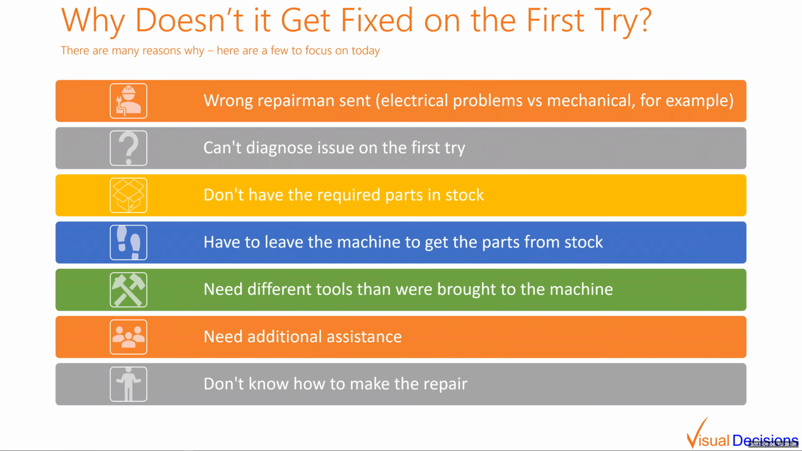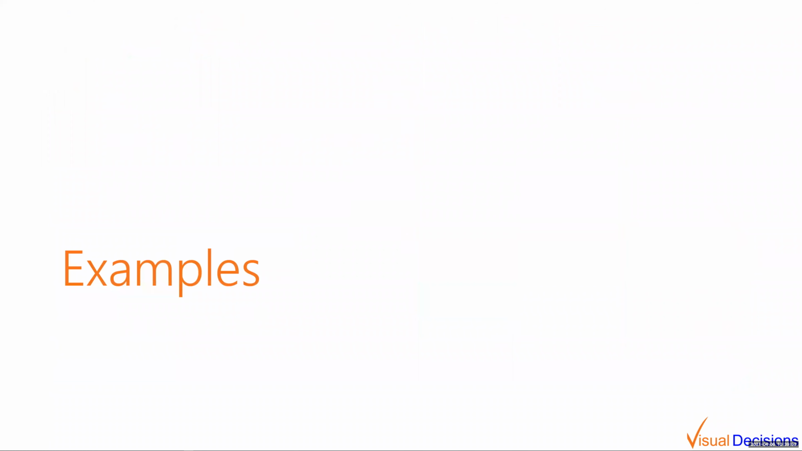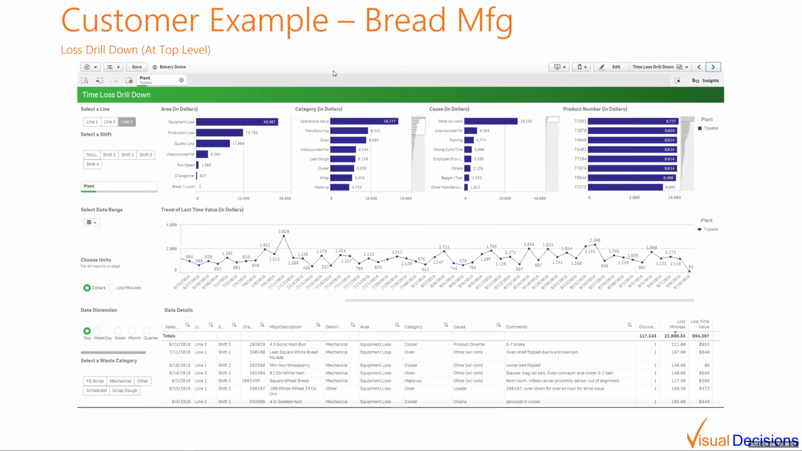And so all of these things can be at least mitigated in many cases as well. So, some customer examples. This is a bread manufacturer that we worked with where we collected information from each step along the process of that bread line. And for each time that it went down, we were able to collect information on what was the area, was it an equipment loss, production loss, quality loss, et cetera?